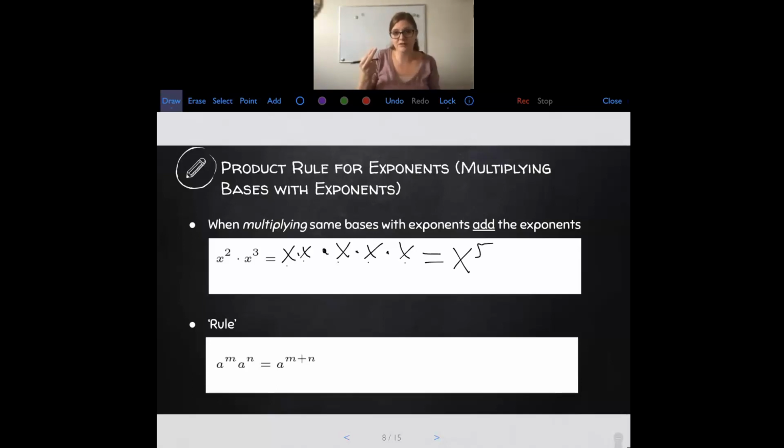Notice to do that, you can add the 2 and the 3 together. That's why it says when multiplying same bases with exponents, we add the exponents. Okay, so the rule, according to the formula sheet, is written there on the bottom for you. So we'll practice this a little bit as well.